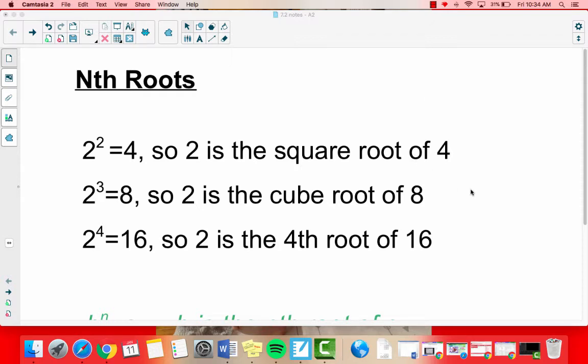So notice every time I'm increasing my exponent, I am changing the number of root. So it'd be a square root, cube root, fourth root. It could be eighth root. Just depends on what you're working with.